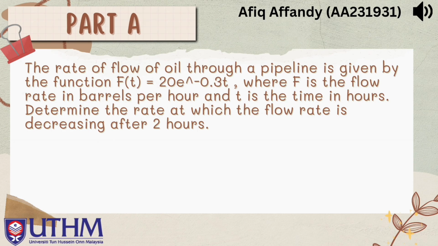Today I'll be presenting about problem statement for part A. The statement is the rate of flow of oil through a pipeline is given by the function F(t) equals 20 exponent to the power of negative 0.3t, where F is the flow rate in barrels per hour and t is time in hours. Determine the rate at which the flow rate is decreasing after 2 hours.